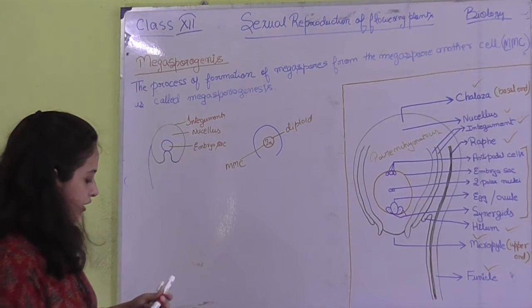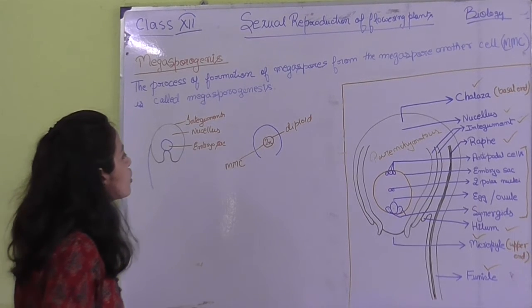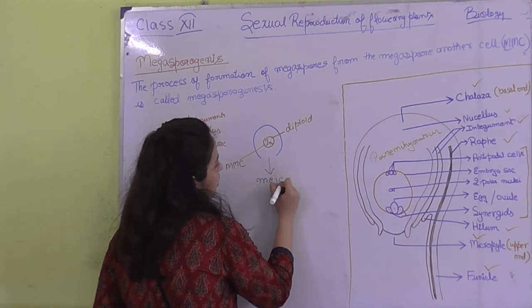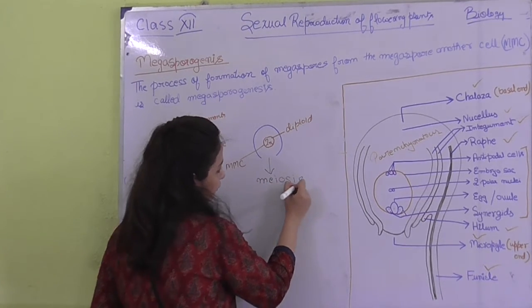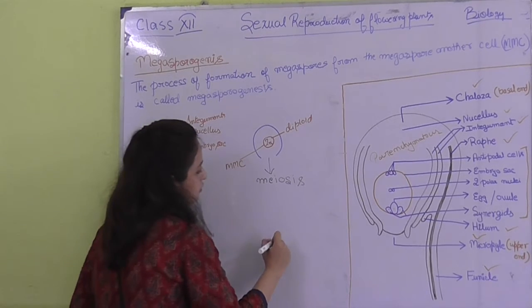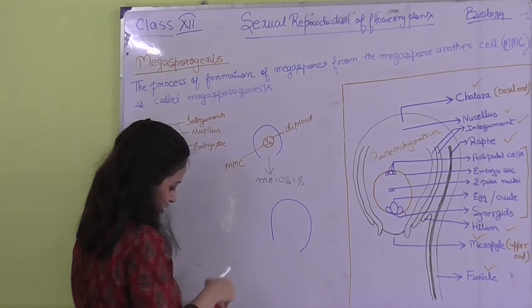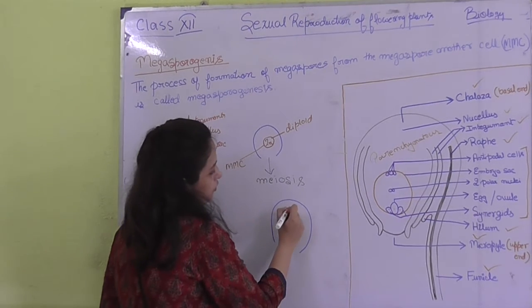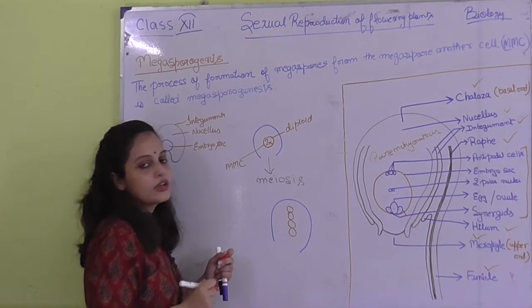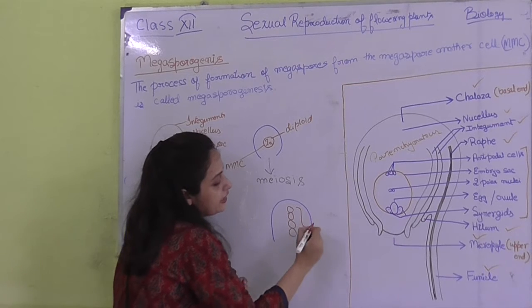So what will happen here? It will undergo meiosis. It will undergo meiosis, and it will form four megaspores. They are present in a straight line, which is also known as a linear tetrad.